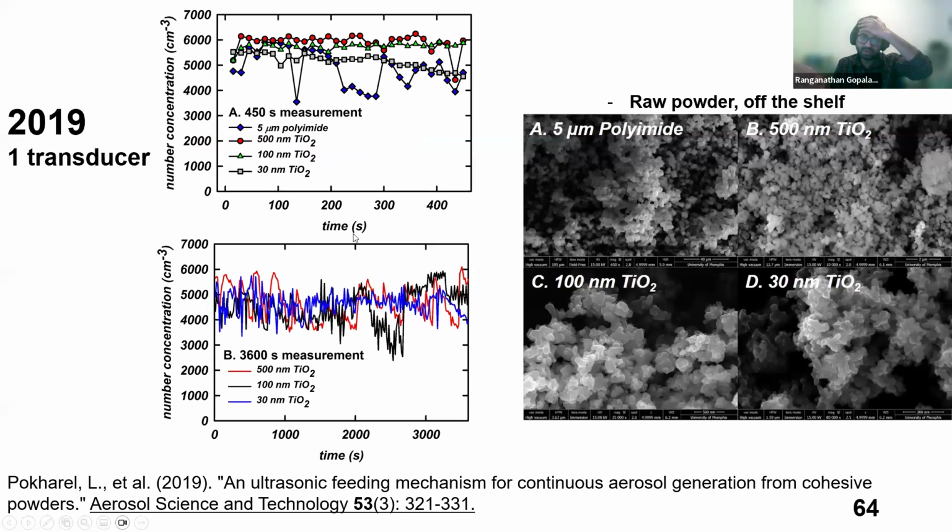In the first round with one transducer, we were able to get a very steady concentration of titanium dioxide aerosol from commercially available powders. We didn't do any processing, just bought them, put them into the powder bed, and tried the experiment. We weren't able to get high concentration right away, but we were able to get excellent stability. For about an hour, we were able to hold the concentration really steady. That was very promising, and we understood that we were onto something here.